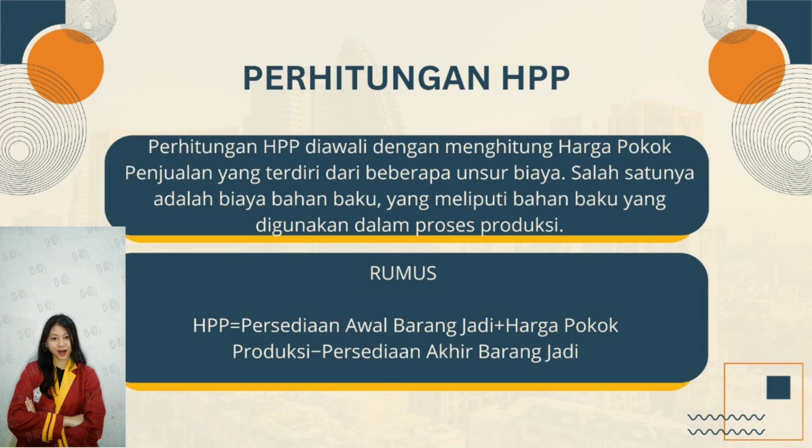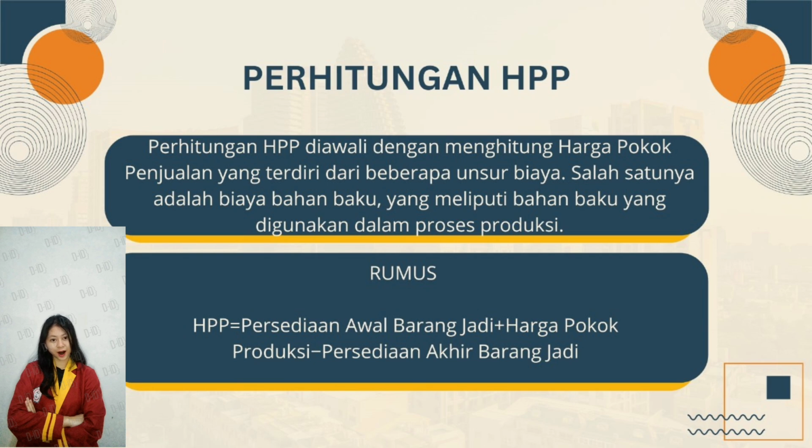One of them is the cost of raw materials, which includes raw materials used in the production process. The cost of raw materials is calculated by subtracting the initial inventory of raw materials from the purchase of raw materials during the period, and adding the remaining inventory of raw materials at the end of the period.